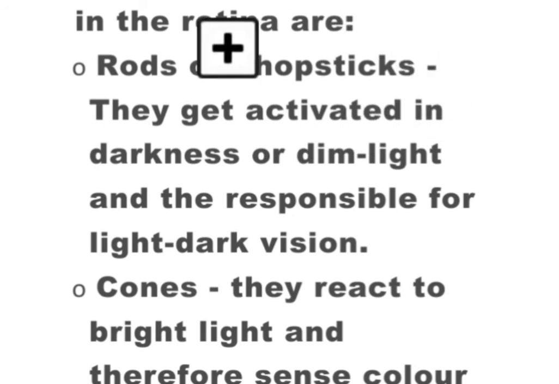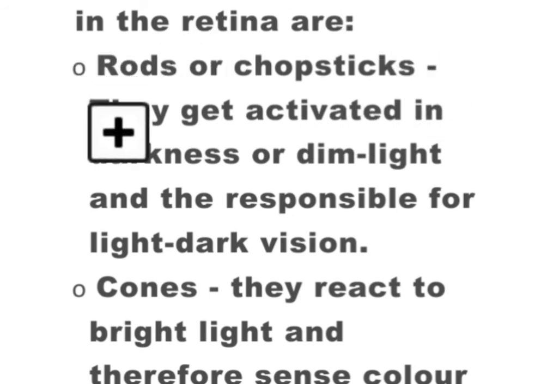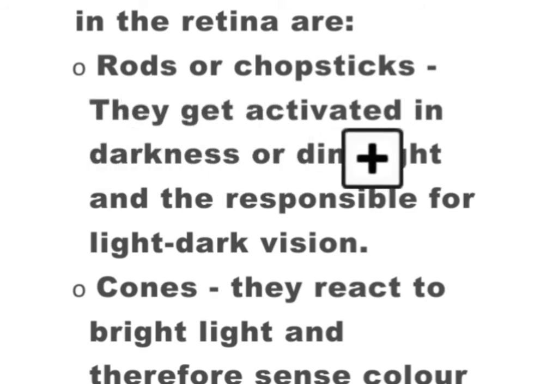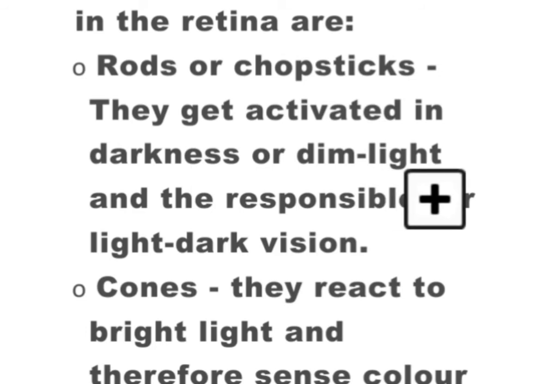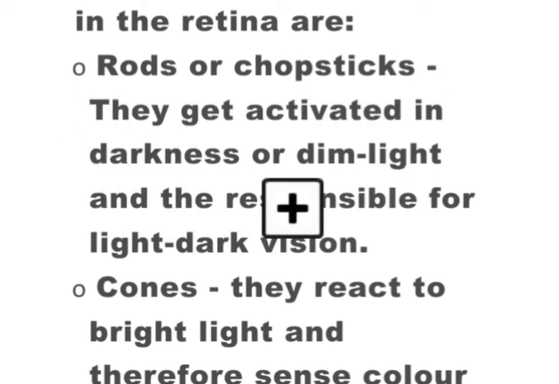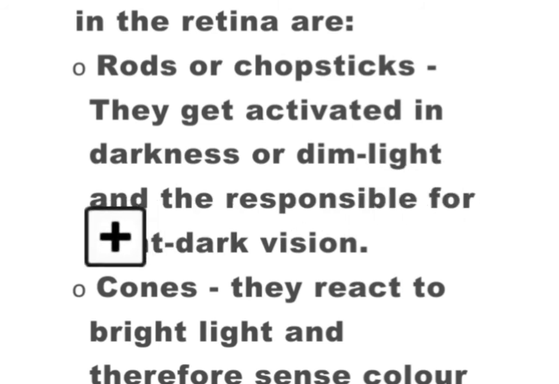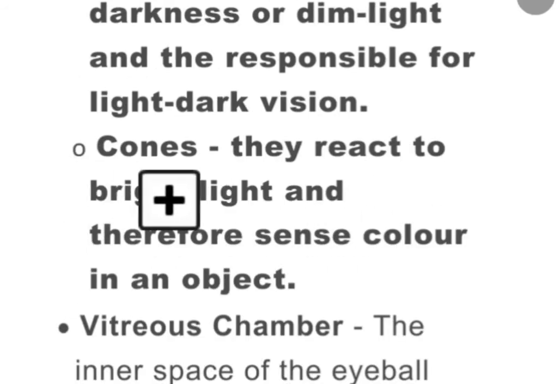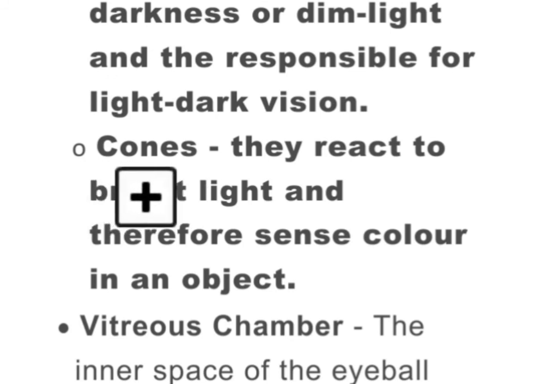So, that is the shape of the cell. These light receptors, the rods, get activated in darkness or dim light. Means rod cells are responsible for vision in dim light. Another shape of cell is the cones.